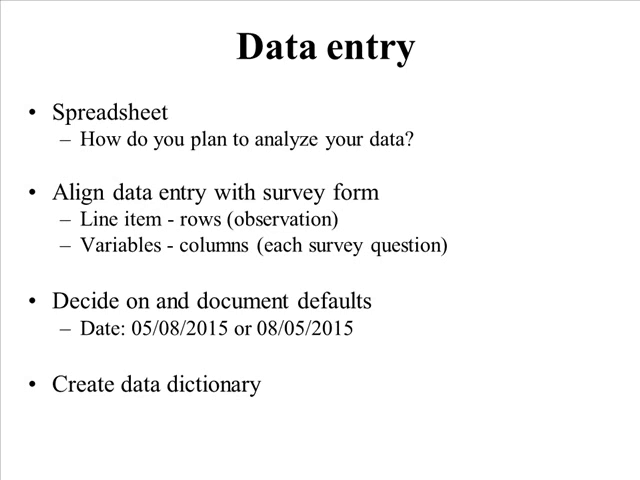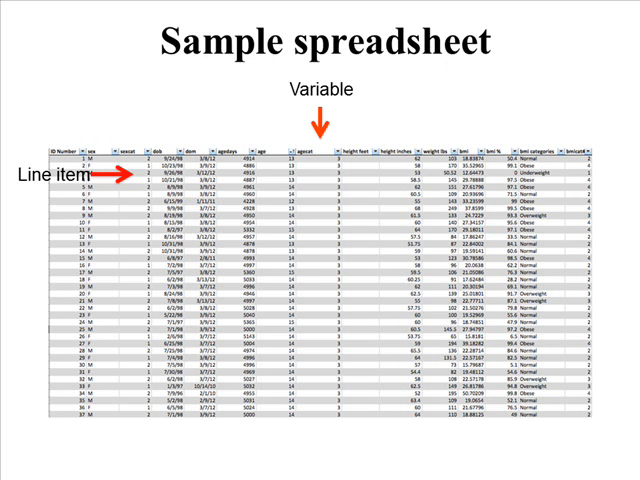You have to decide on and document defaults. For example, which will your date format be? American, May 8, 2015, or European, August 5, 2015. Do not forget to create a data dictionary. Slide 11. You can look at registries on rows and variables on columns.